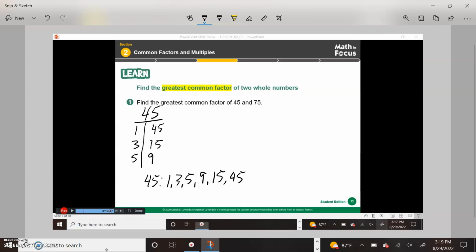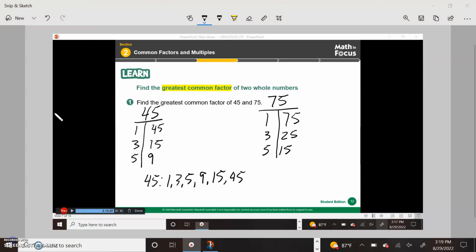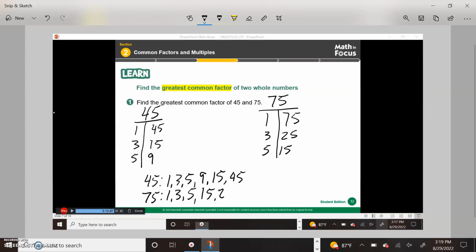Now I'm going to write 75 here. I'm going to give myself enough space and write it as a table. 1 and 75. 3 and 25. 5 and 15. And those are my factors of 75. How do I know those are my factors of 75? There's not another number that would go into 75 between the 5 and the 15. So we write 75 here. We do 1, 3, 5, 15, 25, and then 75.